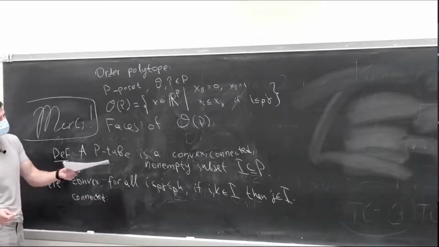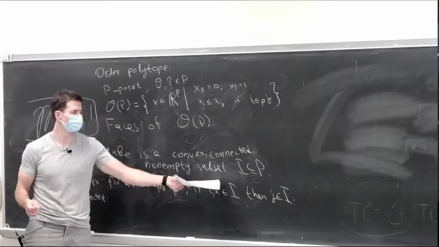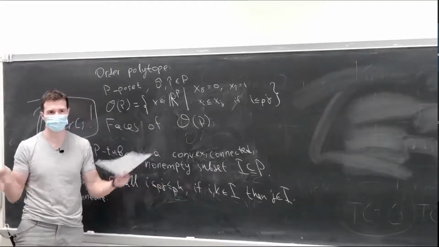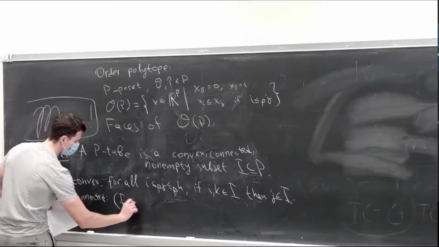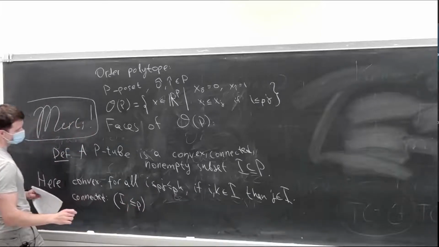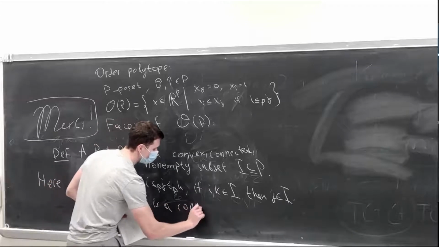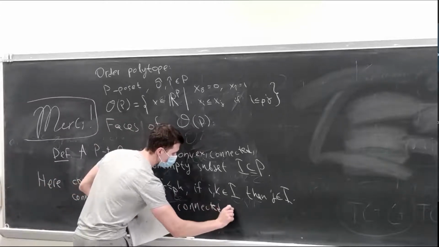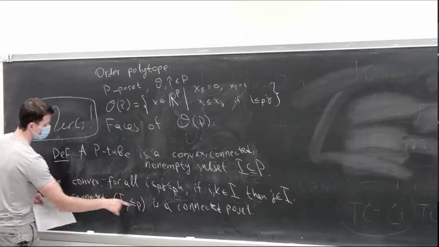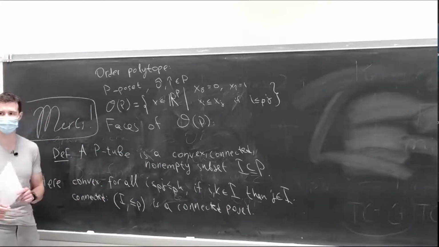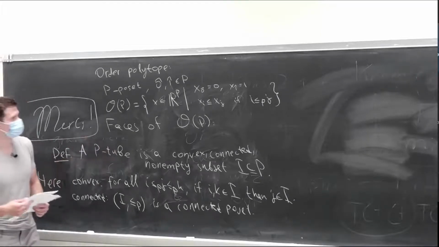And connected means that if you take the Hasse diagram of P and restrict to the vertices of I, you get a connected subgraph. Or in other words, if you restrict the order relation to I, it is a connected poset. So this poset, the restriction of P to I, has a connected Hasse diagram. All right, so that's the notion of a P-tube.